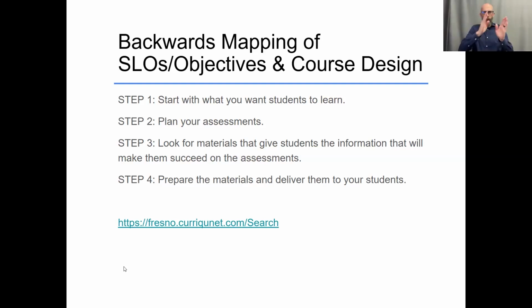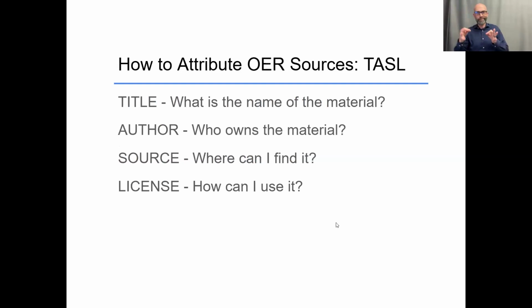You don't have to be tied to what a commercial textbook publisher dictates. For the attribution, the citations for using any of these OER materials is a little bit simpler than following MLA and APA rules. Really, you just want to make sure that you give the title, the author, the source, which is like the URL, and then the license.